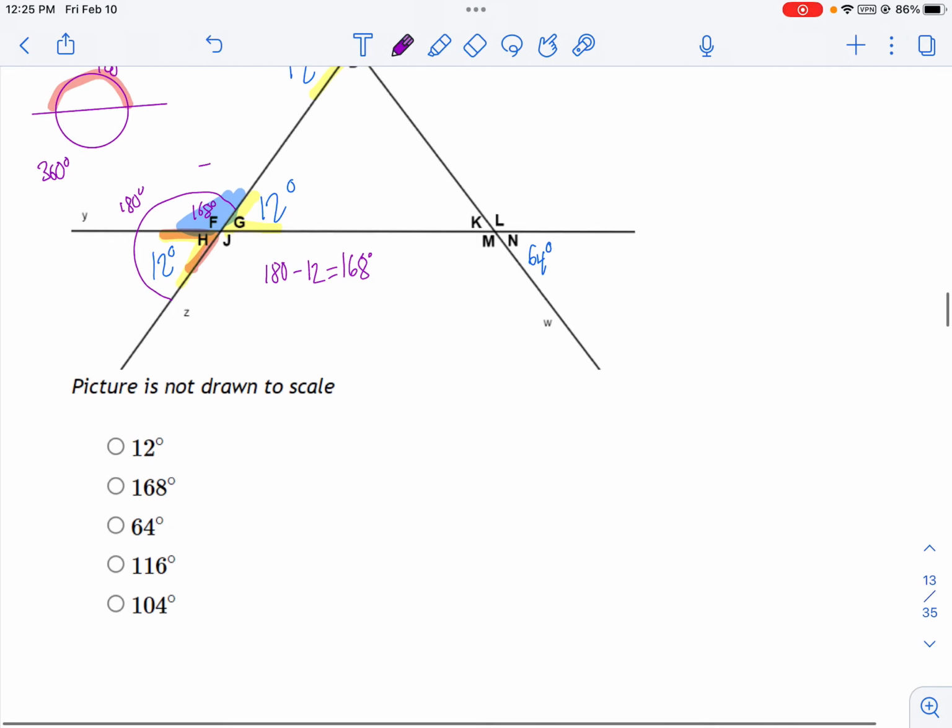And you'll notice 168 is one of the choices down below. There you go. There is your answer.